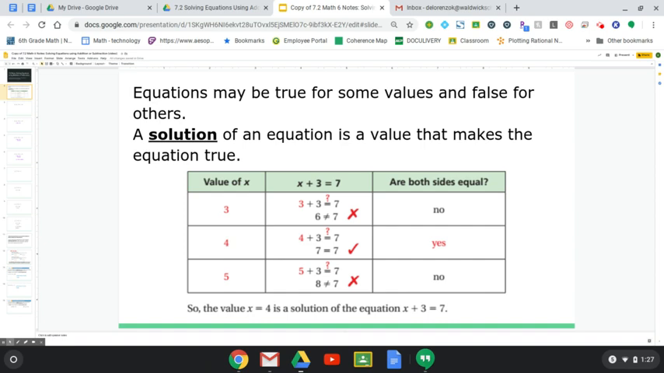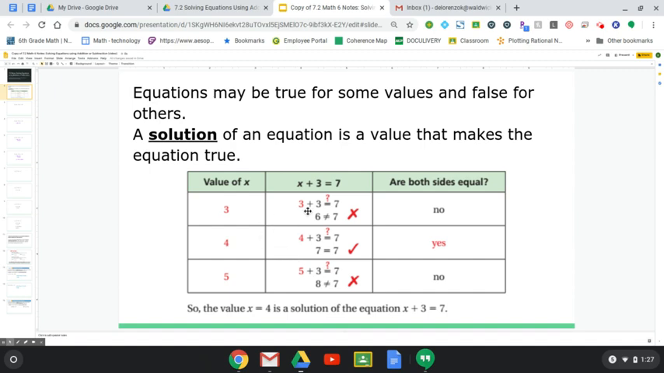The first thing that we're going to look at is the fact that equations only have one value for the variable that's going to make the equation work, and that's what we call a solution. So this table here is showing you the equation x plus 3 is equal to 7. They picked three different values for x: 3, 4, and 5. They picked those at random and decided to plug them into the equation and see which one of them comes out to be the solution.